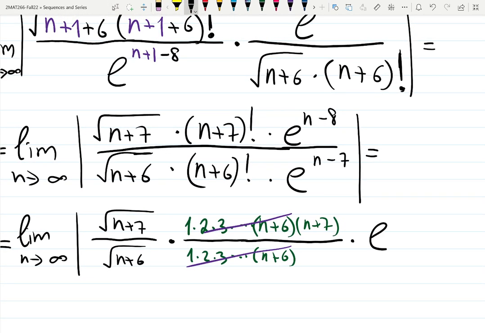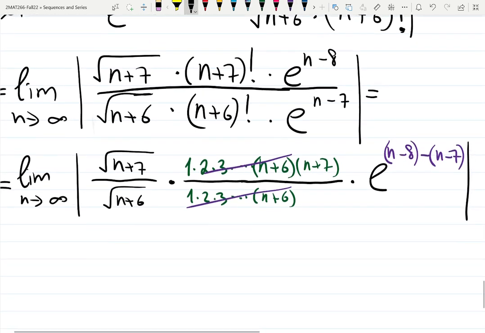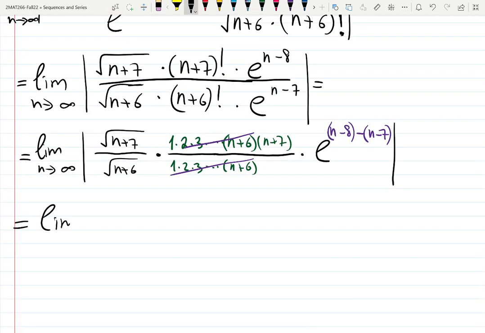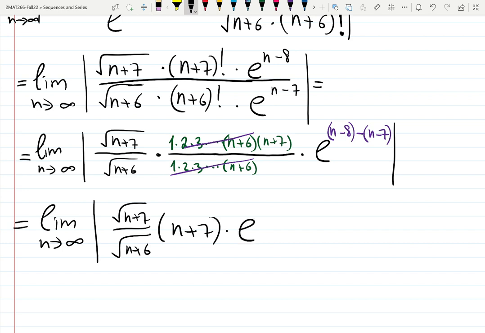Times e to what power? Let me show you one. Yes, I heard you. Thank you. N plus 8 minus n minus 7. That's properties of exponents. The top minus the bottom you subtract. Finally, the result before we work with limits will be, don't touch the square roots, n plus 7 and n plus 6. Just write down n plus 7 times e.